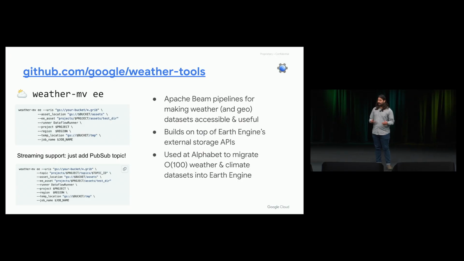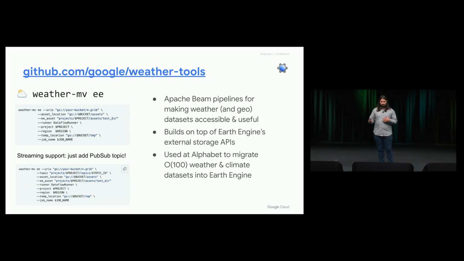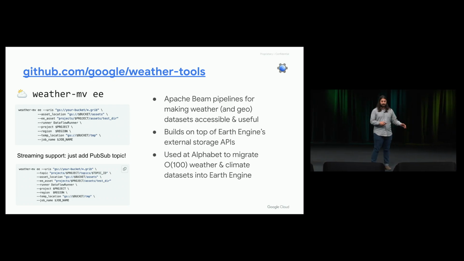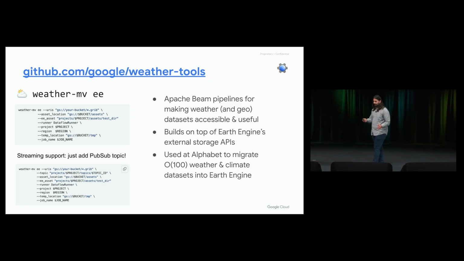And just as a brief demo, this is the experience of Weather Tools and what it is. Weather Tools are a set of Apache Beam pipelines, so they run on Dataflow, and their goal is to make weather and geo datasets accessible and useful. The tools are designed for scientists who'd rather focus on science and not data engineering. So you can git clone the repo and install it with Conda, and then it's a single command line invocation, weather-mv ee, to load data into Earth Engine.